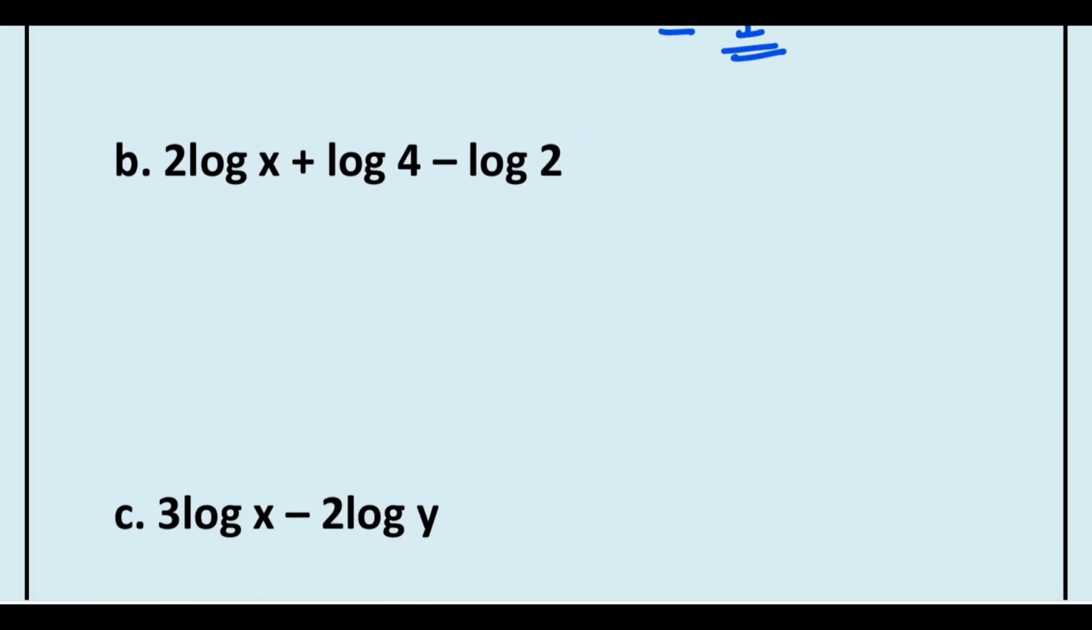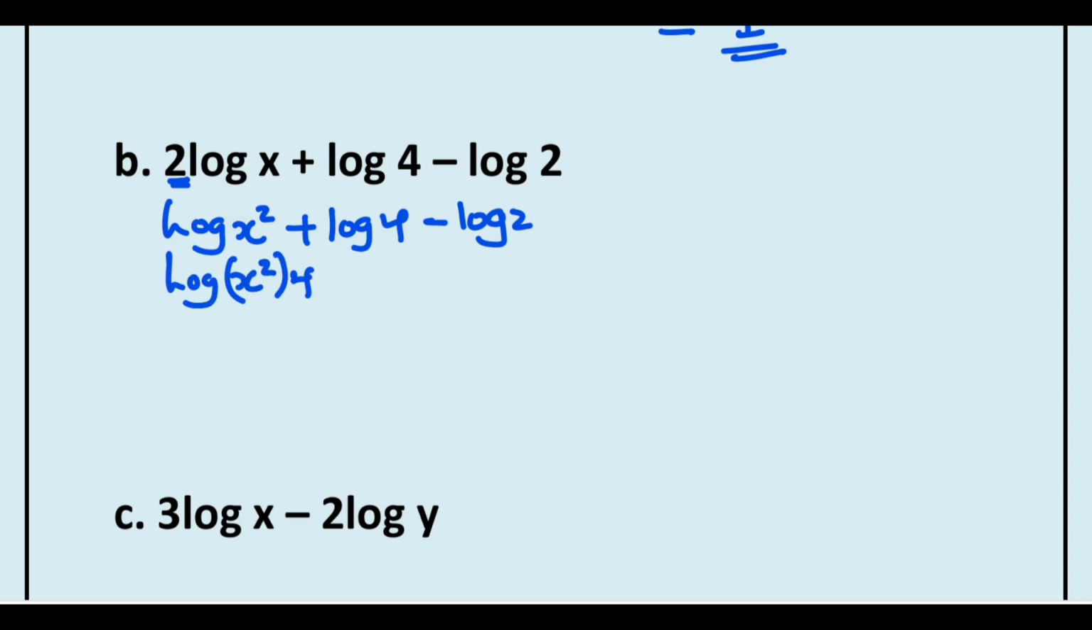Let's see the next, part B. 2 log x plus log 4 minus log 2. So first of all, bring back the power 2 here. So we shall have log x squared plus log 4 minus log 2. And then now, the law of logarithm, addition of logs is the same as multiplication of the values. So we shall now have log x squared, multiply this by 4. And then subtraction is the same as division. So x squared times 4 is going to give us log 4x squared, and then divide this by 2.